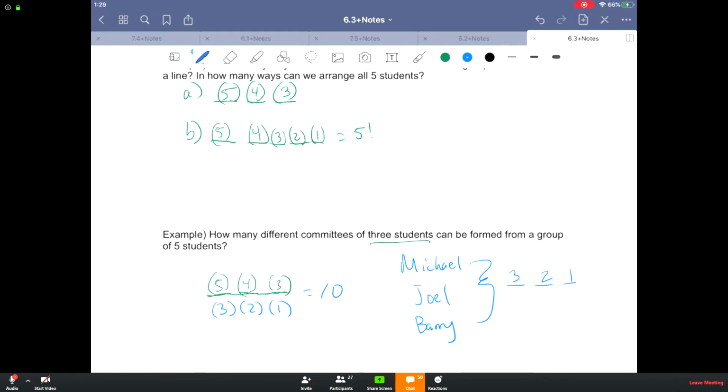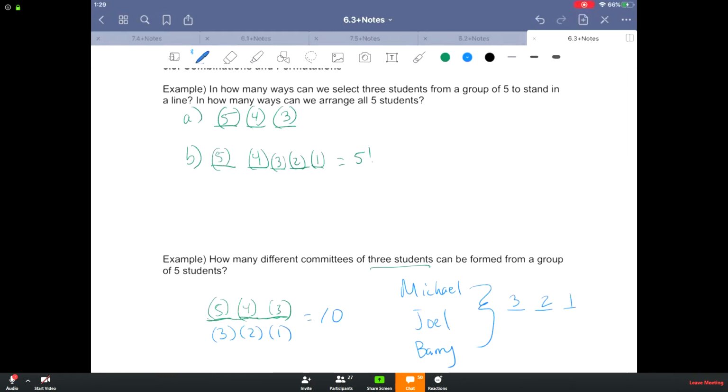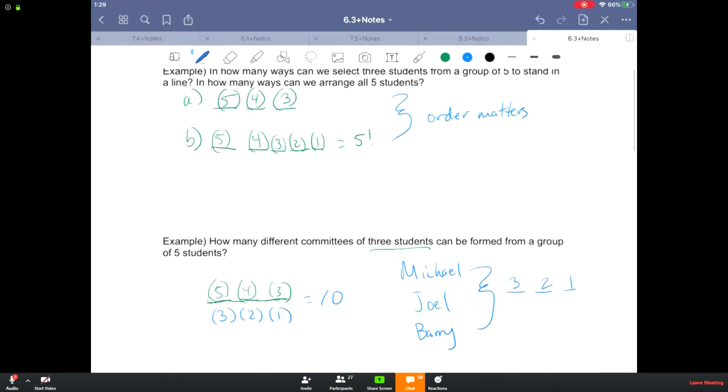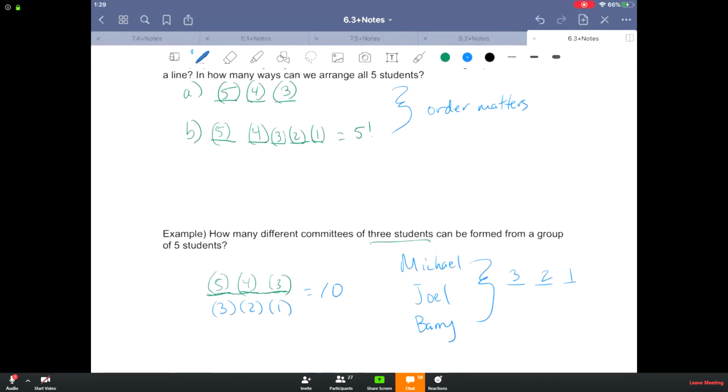All right, so in this first case, the order that the students are in changes it, right? So we say in this case that the order matters. Right, in this case, we're just picking the group of 3 students. The order that I pick these 3 students in doesn't matter. Doing it in this order is the same as if Barry goes first and then Joel and then Michael, right? So in this case, the order doesn't matter.